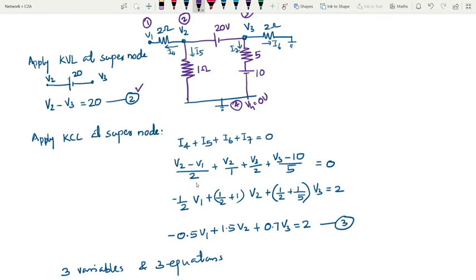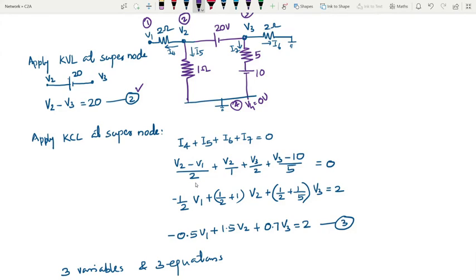Now just like a normal KCL equation, we can write down the KCL equation. The algebraic sum of currents meeting at the supernode is 0. So I4 plus I5 plus I6 plus I7 is equal to 0. What is I4? I4 is equal to V2 minus V1 by 2. I5 is V2 divided by 1. I6 is V3 divided by 2. I7 is V3 minus 10 divided by 5.